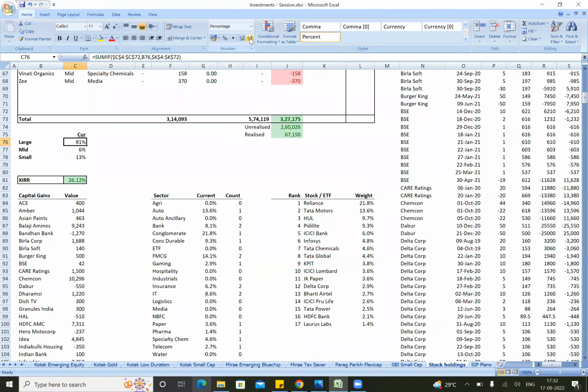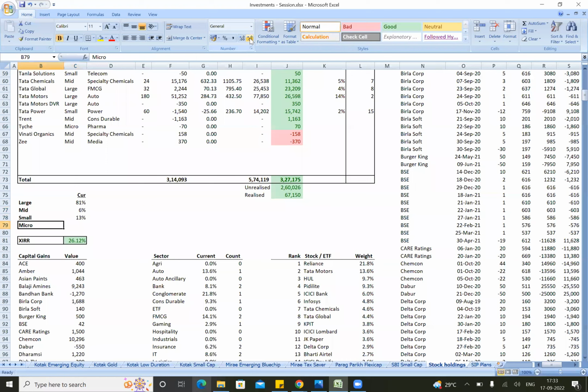This large cap, mid cap, small cap, because obviously I have just made a provision. Large stock hai, large cap hai, mid cap hai, micro cap hai. There is one micro cap segment also, but currently I'm holding no micro cap. So it shows me 0. I've booked all my micro cap holdings, maybe, let's say. So currently I'm holding 81% in large, 6 in mid, 13 in small, whatever.